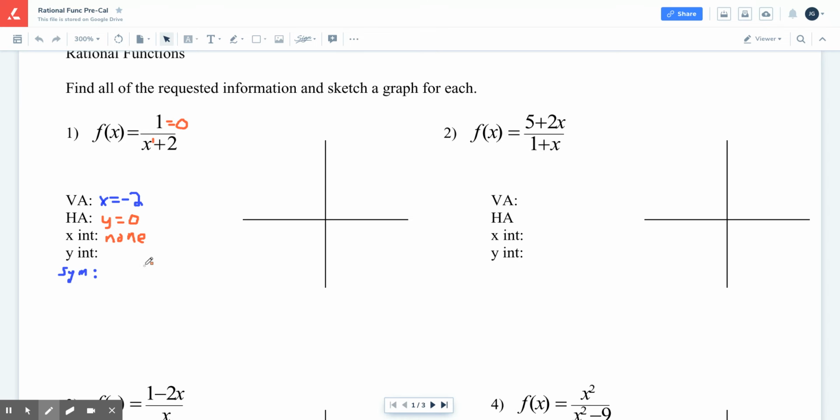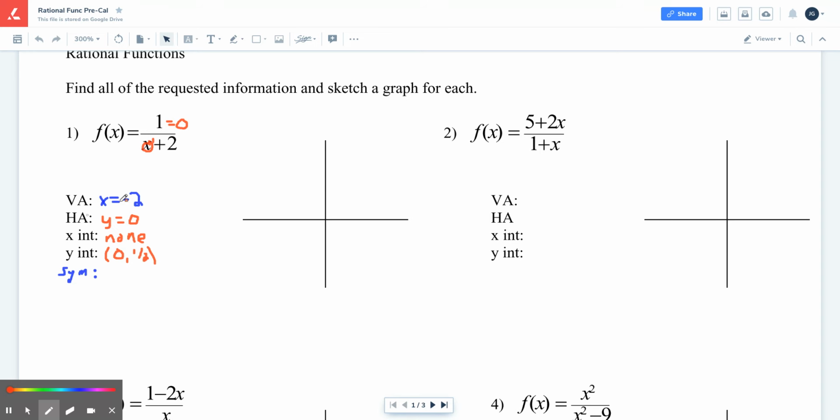Now for the y-intercept, you plug in 0 for x and then simplify, which you get 1/2, right? If I plug in 0, I get 1/2. So that means my y-intercept is always 0, comma, whatever it is. So in this case, it is 1/2. So the y-intercept is 0, comma, 1/2. Symmetry, we are going to wait until after we graph to figure that out.